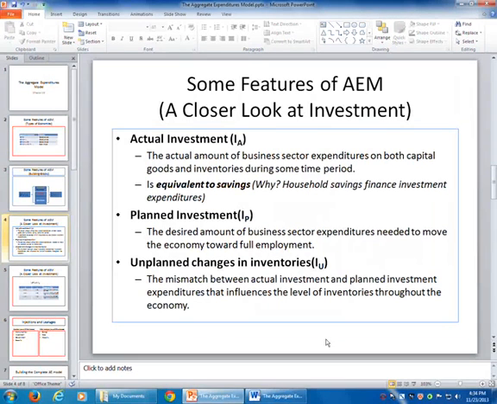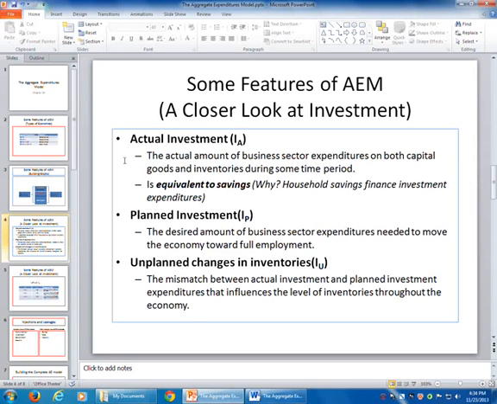Alright, now in this model, from the Keynesian perspective, investment plays a very interesting role. Investment helps to explain a lot of the movements that we're going to see in the aggregate expenditure model. So it requires us to take a moment to take a closer look at investment. Investment can actually be broken into several components.